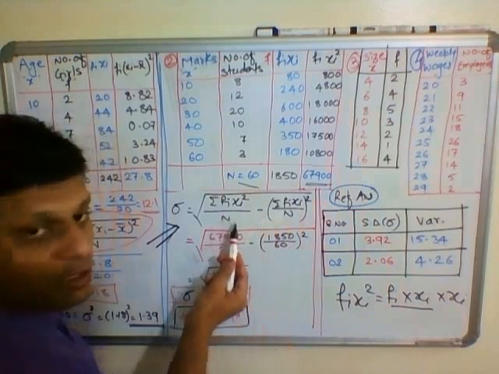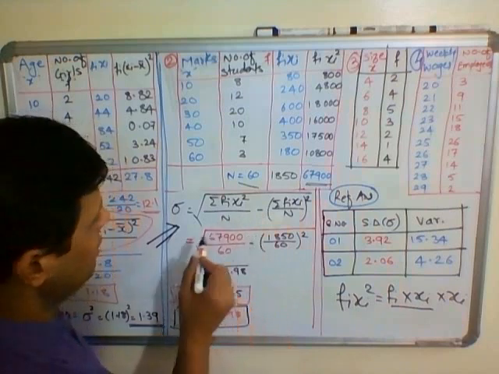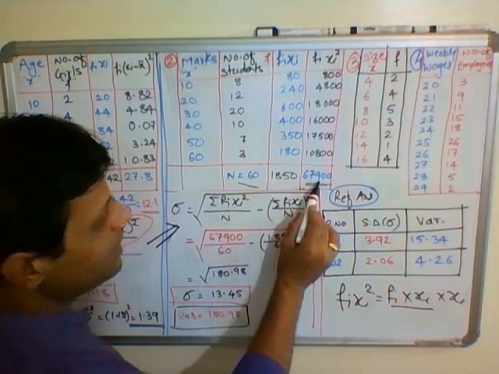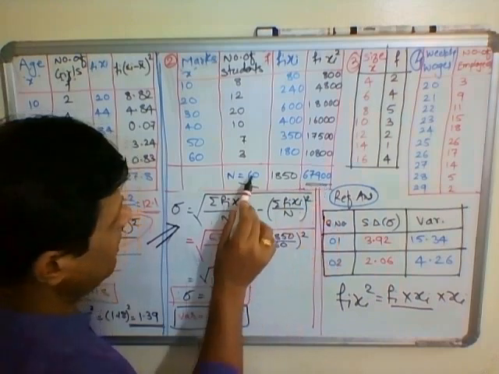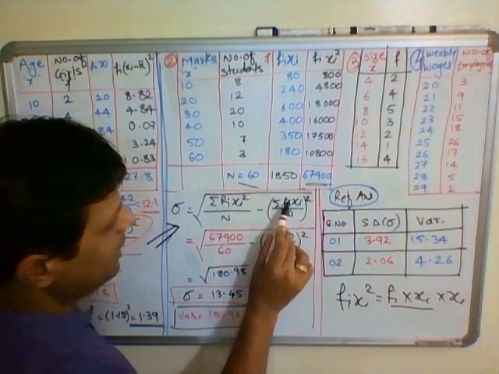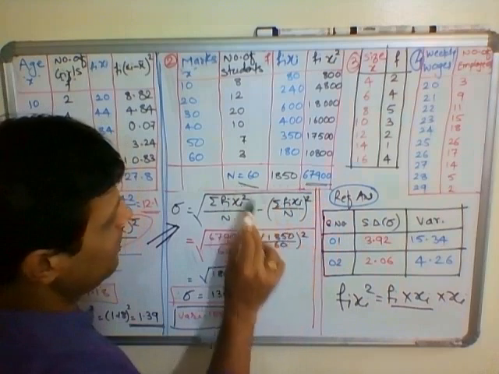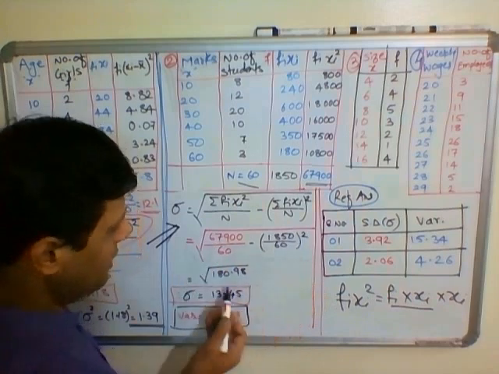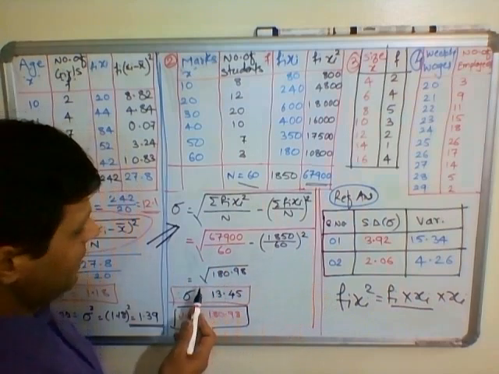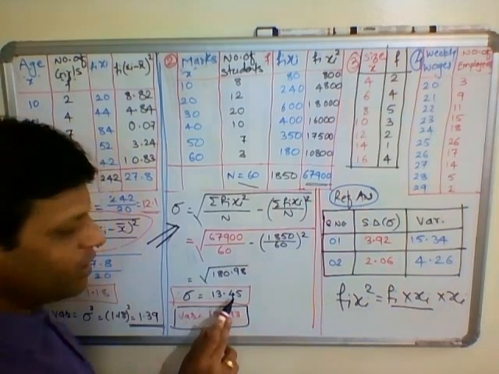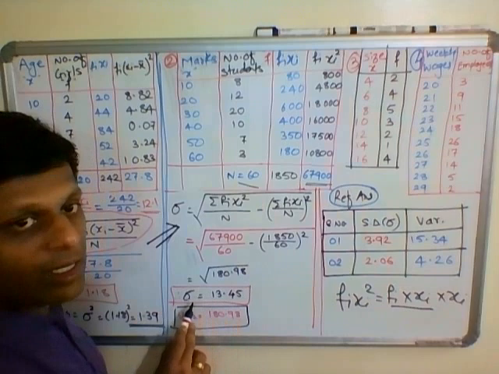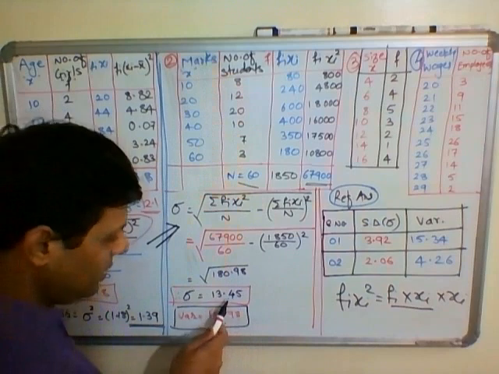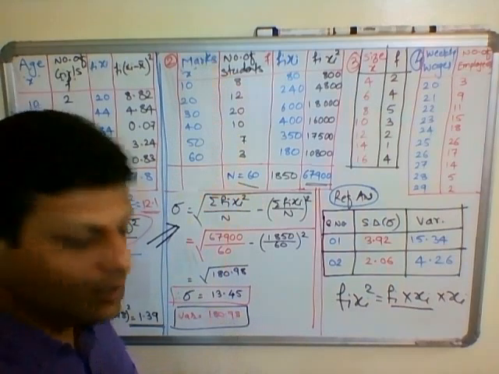Now write down the formula and substitute values in the question. The formula is summation fi xi square upon capital N. Summation fi xi square is 67900 divided by capital N, that is 60, minus summation fi xi, that is 1850, divided by capital N 60, whole square. So first divide, then square it. Here divide, then subtract, you get square root of 180.98, and if you take the square root, you get 13.45 as standard deviation, the amount of deviation in marks obtained by students. If you square this value, you get 180.98 as variance.